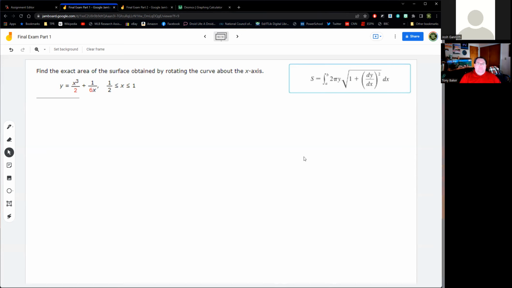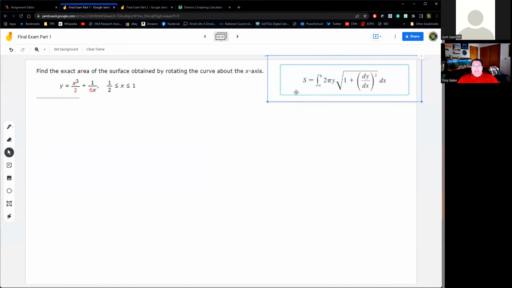All right. So it's rotating around the x-axis. Yours is not going to rotate around the y-axis, so you can use this exact same setup. This is the formula we're going to use. Notice, just like the length formula, we still have that square root piece that we're going to have to do. So let's deal with that part first.